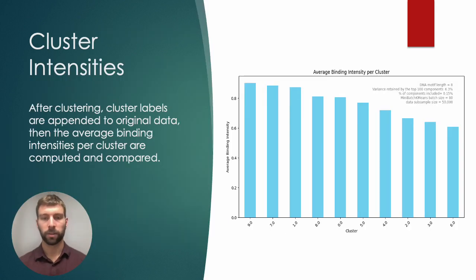Because 2 clusters doesn't really make sense to continue with my analysis, I just kept all 9 clusters and looked at different binding intensities for each of the clusters. So you can see that here in the figure to the right.